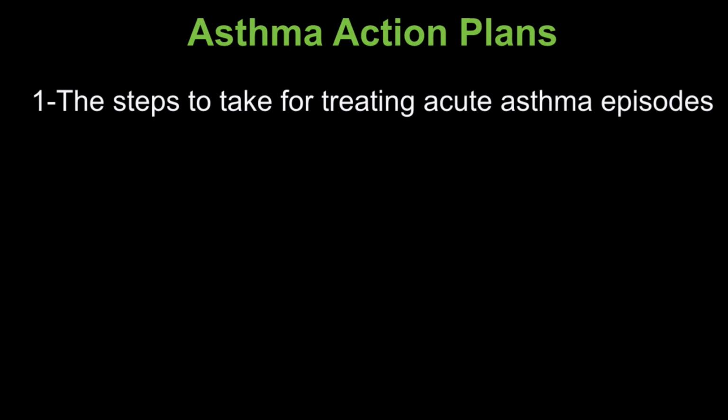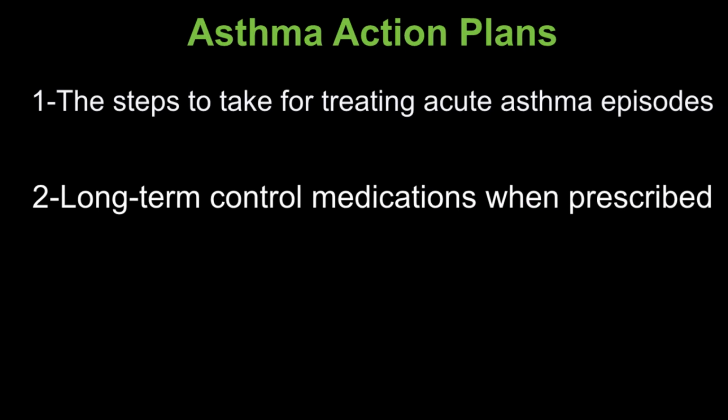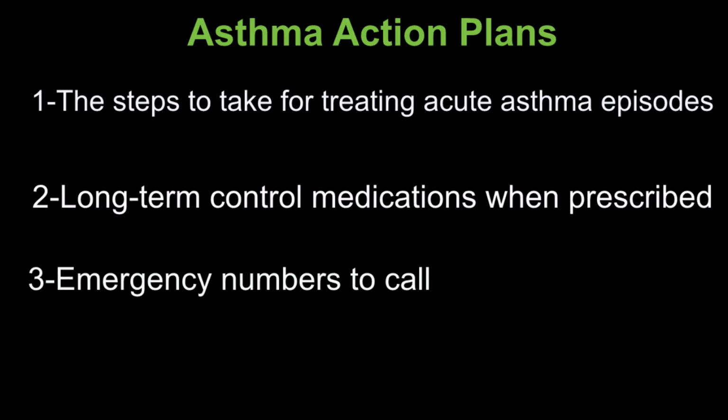An asthma action plan includes: number 1, the steps to take for treating acute asthma episodes. Number 2, long-term control medications when prescribed. Number 3, emergency numbers to call.